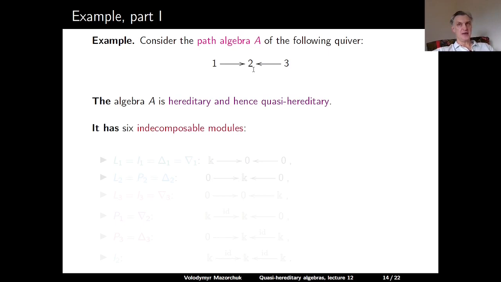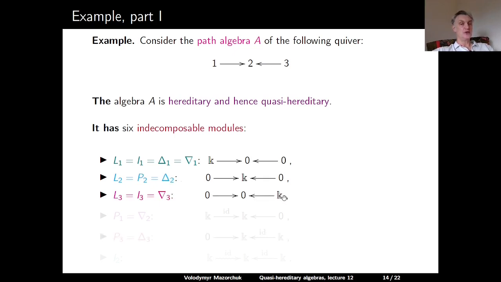Since this is a type A Dynkin quiver, we have 6 indecomposable modules. The first module, which is concentrated at the vertex 1, is a simple module L1, which also coincides with Δ1, ∇1, and with the injective module I1. The simple module L2, which is concentrated at the vertex 2, coincides with P2 and with Δ2. The simple module L3, which is concentrated at the vertex 3, coincides with I3 and ∇3.